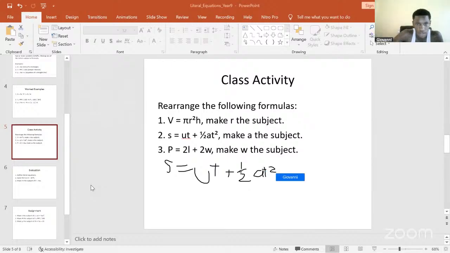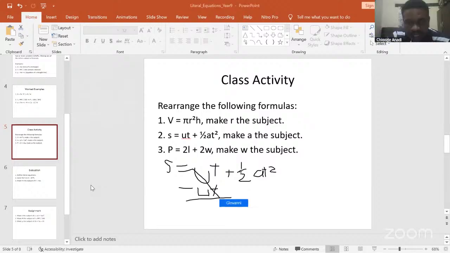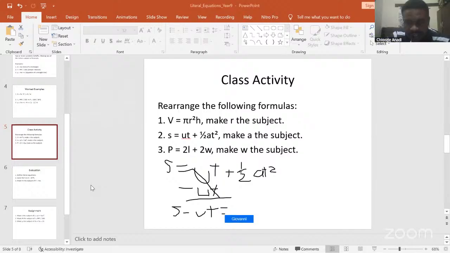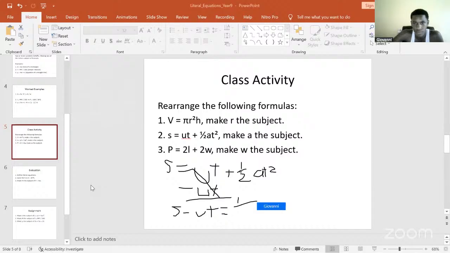So first, I subtracted t from both sides, so I cancel that. So I have s minus ut equals one half times a times t squared.